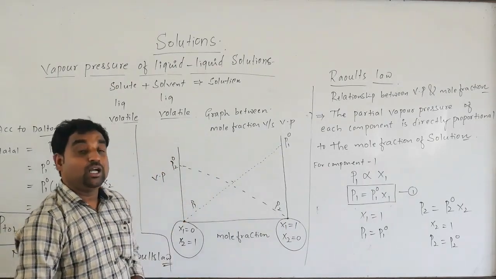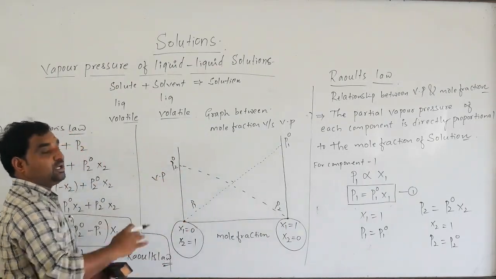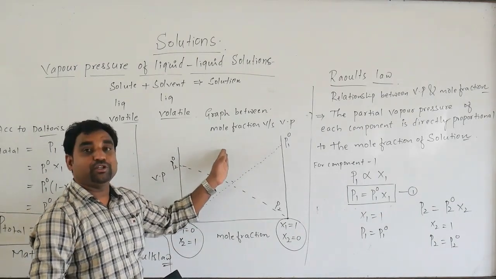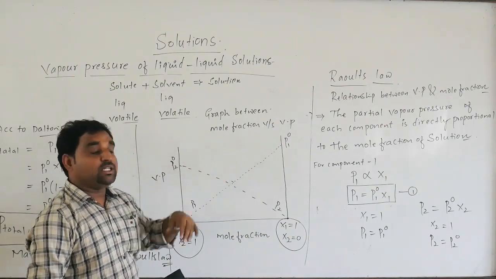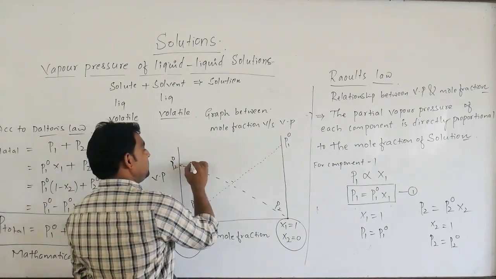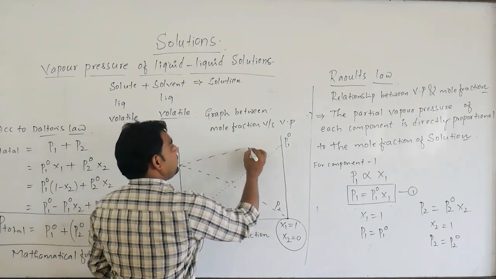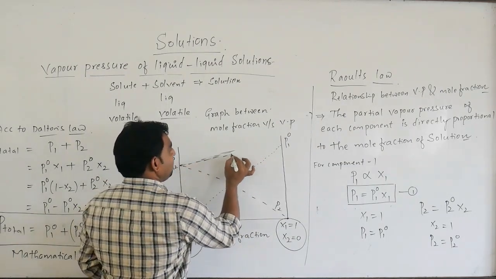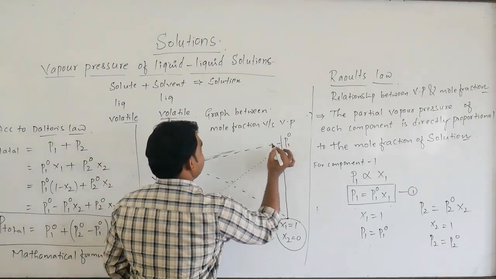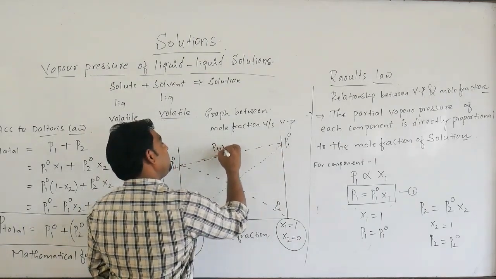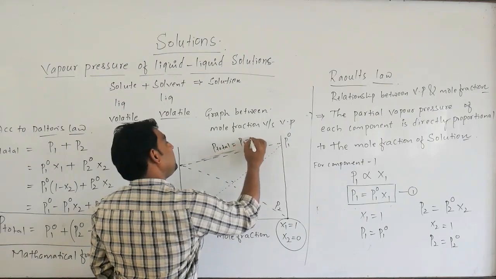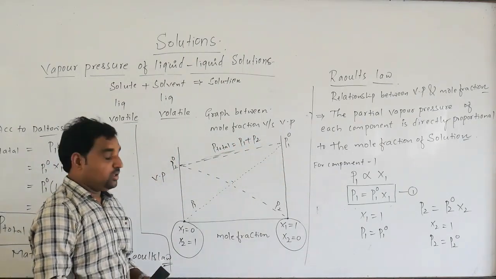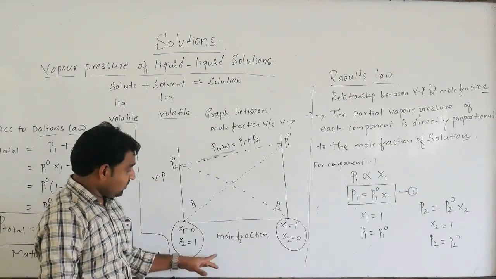If you want the total vapor pressure of the solution, what do you have to do? We have to take the sum of the partial vapor pressures of the components present in the solution. So we have to add these two. If you add these two, we will get the total vapor pressure of the solution. So P total is equal to P1 plus P2. This is a very important graph. Hope you all understand this one.